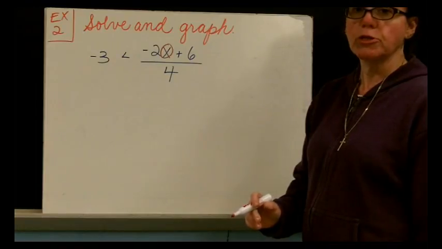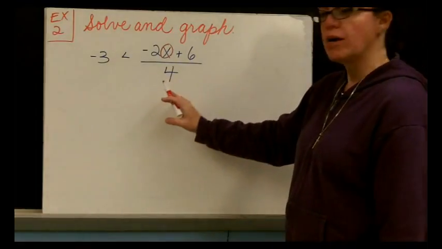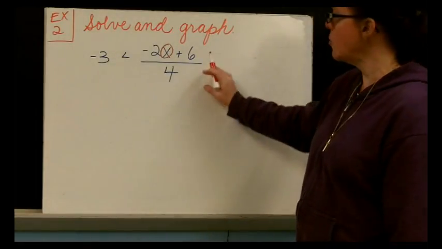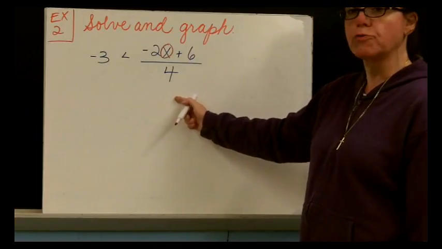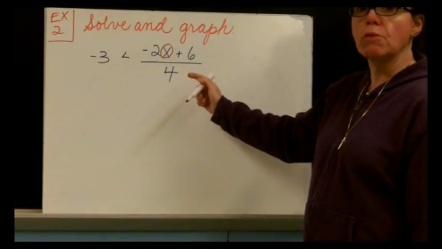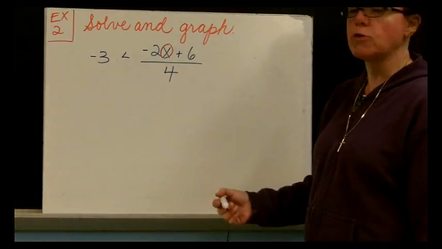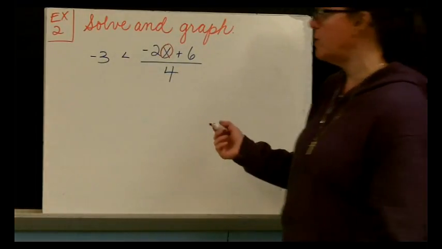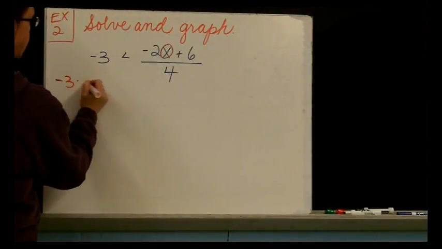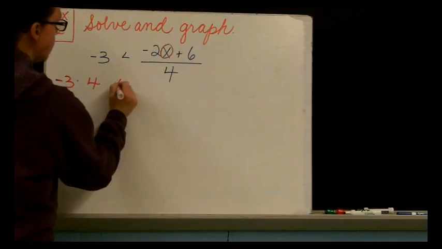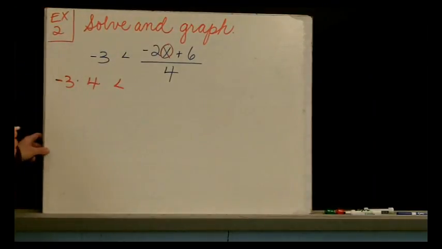So what we're going to do is clear the fraction. What I mean by that is we are going to do the inverse of being divided by a positive 4, and we are going to multiply both sides by a positive 4 to do that. I'll show you how to do that. This side is easy. We have a -3 times a positive 4. We remember that it's less than.